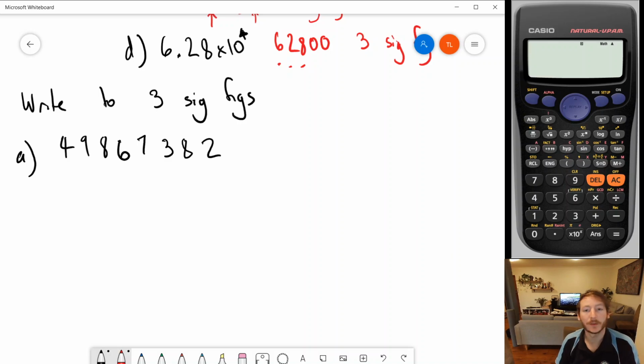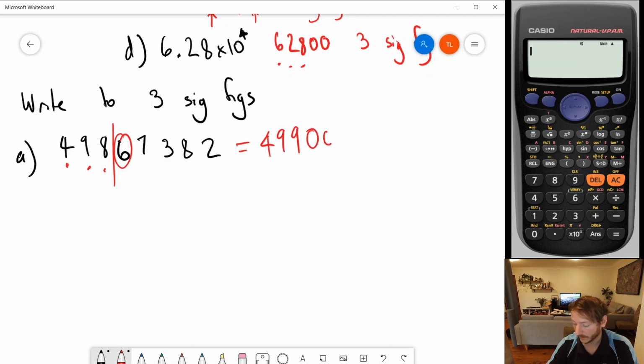Now I need to write this to 3 significant figures. So I'm starting counting here. 1, 2, 3. So the rest of them need to be changed to zeros. I need to look at this number here though. Does that round up or down? Well, 6 rounds up. So that 8 is actually going to be a 9. 4, 9, 9. 1, 2, 3, 4, 5 zeros.